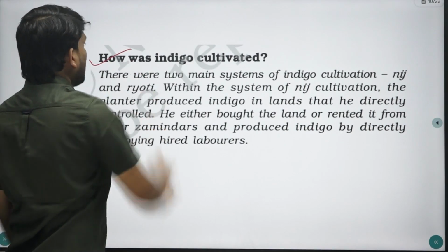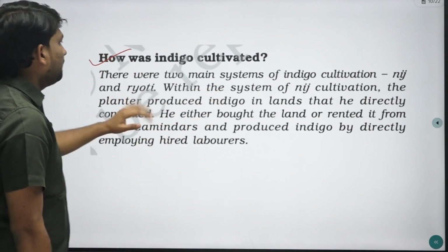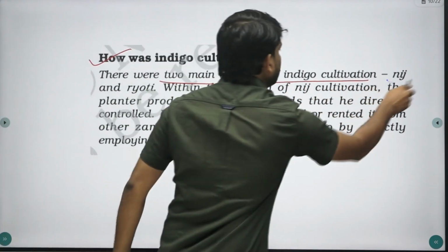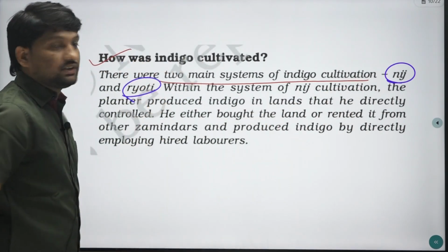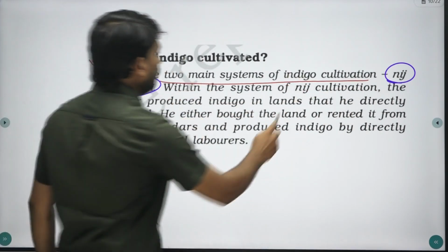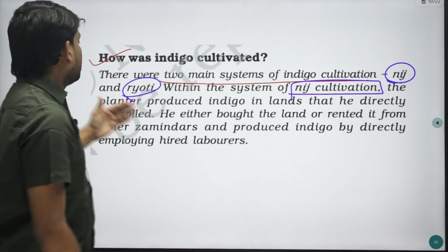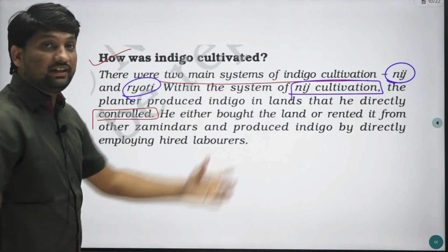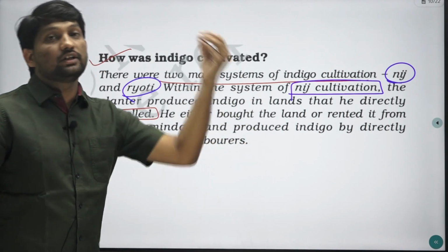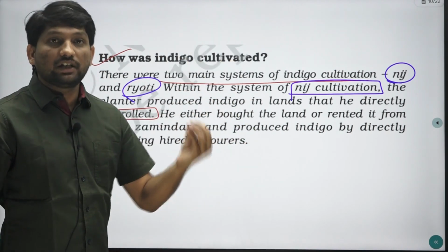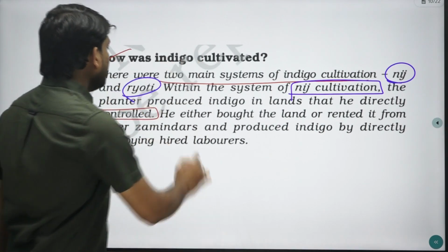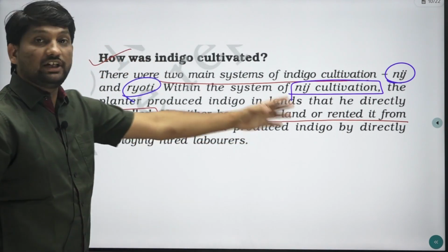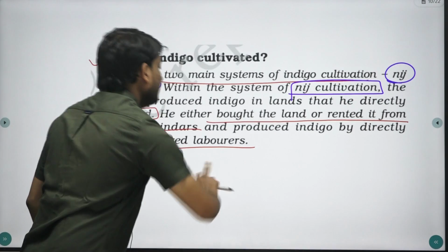Now we see how indigo was cultivated. There were mainly two systems of indigo cultivation. We have just seen, first is Needs cultivation and second is Rayati cultivation. Now we are going to see the Needs cultivation. The planters produced indigo on the lands that he directly controlled. Remember this point. In the Needs cultivation, cultivation is done on the land of planters, but in the Rayati cultivation, cultivation is done on the land of Rayat. He either bought the land or rented it from other zamindars and produced indigo by directly employing hired laborers.